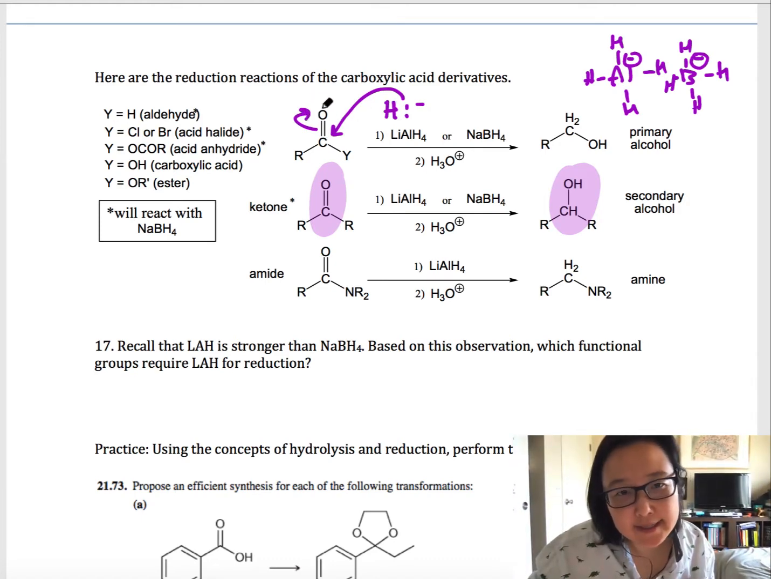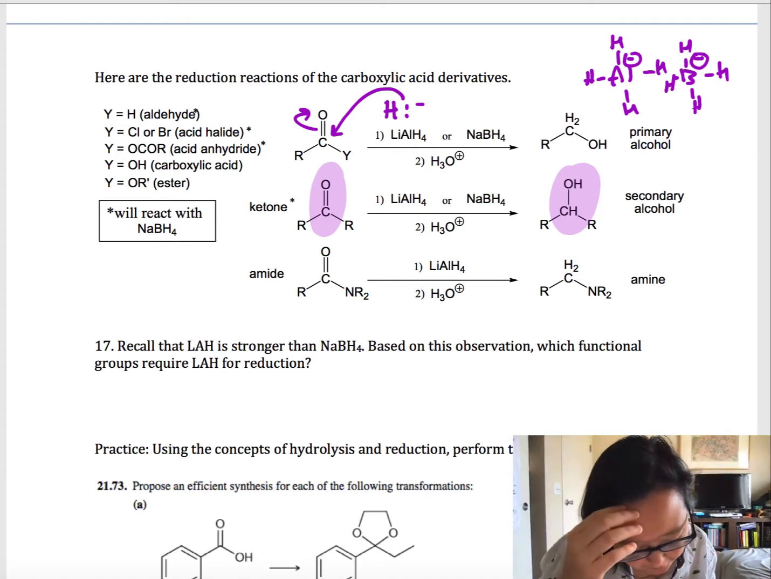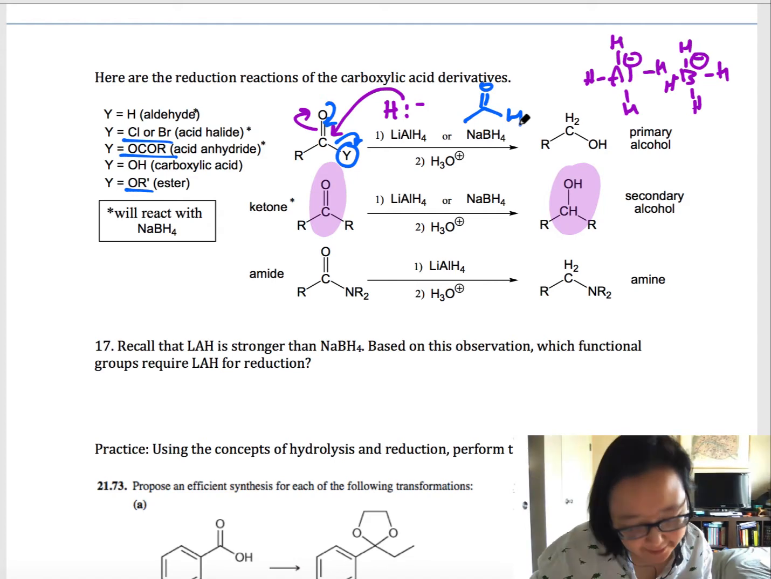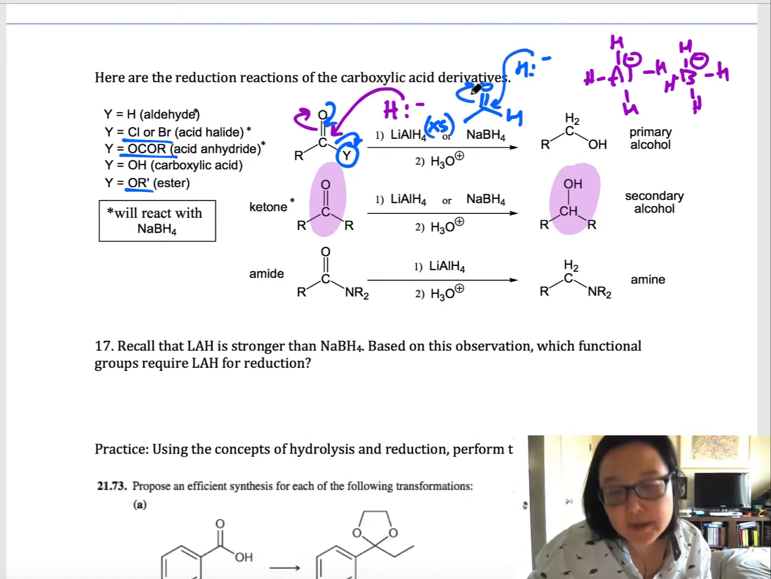So I just think of it as coming up, attacking, and then in the next step, it will come down. And if Y is a good leaving group, like here or here or here, then this will come off. And then we'll get an aldehyde as an intermediate, which is also susceptible to attack by a second hydride. So we'd assume that there's excess, and we would come in again, and then we would get our alcohol. So that's how I think about many of these reductions.